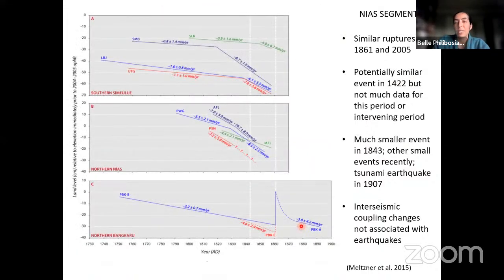There's also an interesting observation here that it seems like the interseismic coupling changes at times that are not associated with earthquakes. Each of these lines here is the deformation record from a given coral, and the white lines here are the 1843 and 1861 earthquakes. When these lines have a bend, that means the rate of deformation changed, but you can see that a lot of these changes happened before, or not at the same time as, the earthquakes.